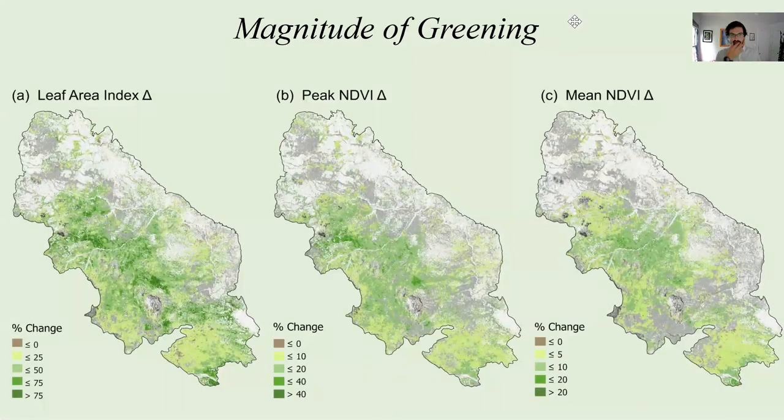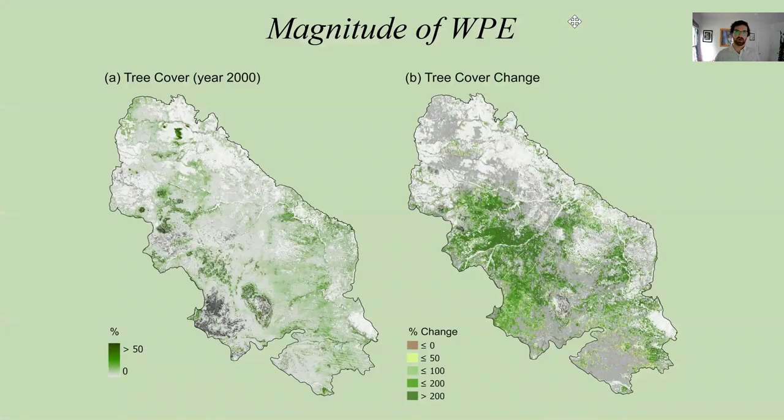So getting into the results, unsurprisingly, because it's been documented elsewhere, we see large amounts of greening for every single greening metric, the most being leaf area index and the least being mean NDVI change, but still nonetheless, they're all increasing. Same for woody plant expansion, or percent tree cover change.